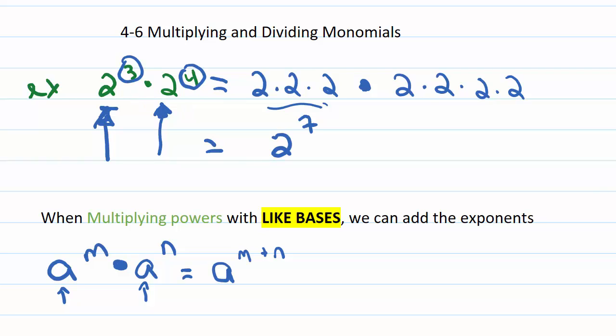But notice the base stays the same because now I have this many a's multiplied together, because this says I have m a's multiplied together and n more a's multiplied together. So when I put all of that into one basket, I end up with m plus n, however many that is, a's multiplied together.